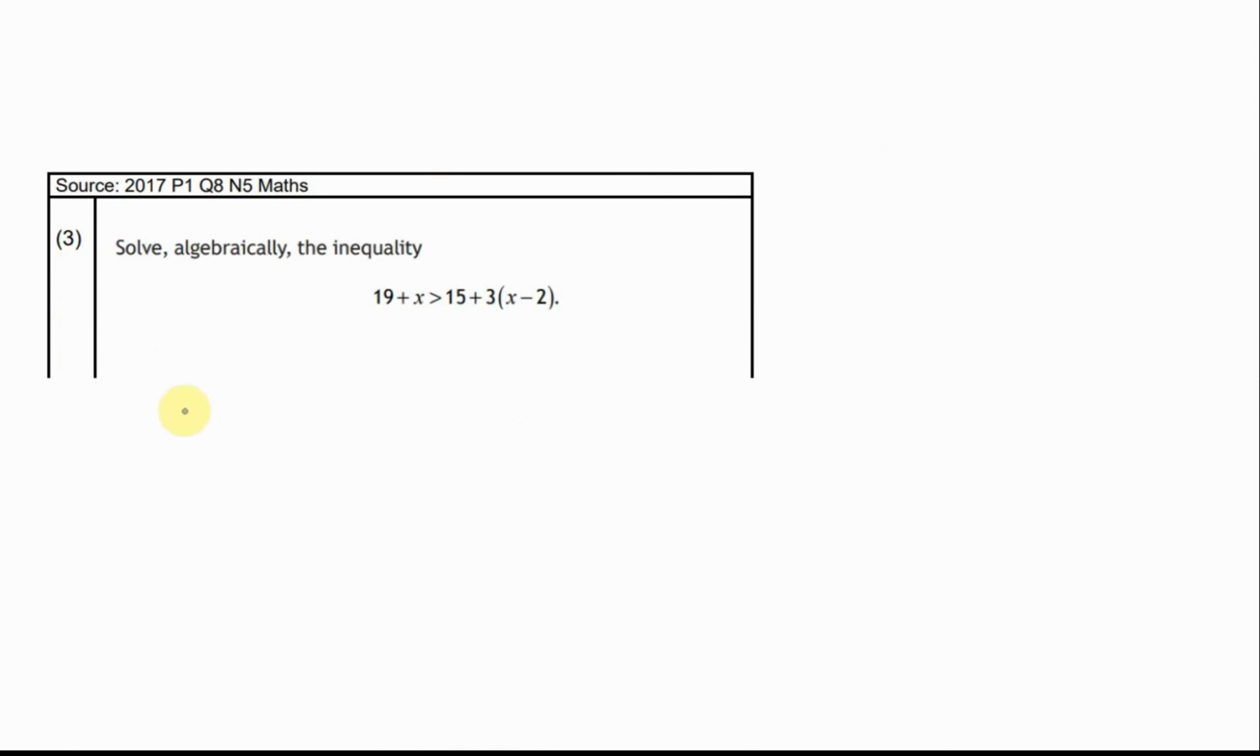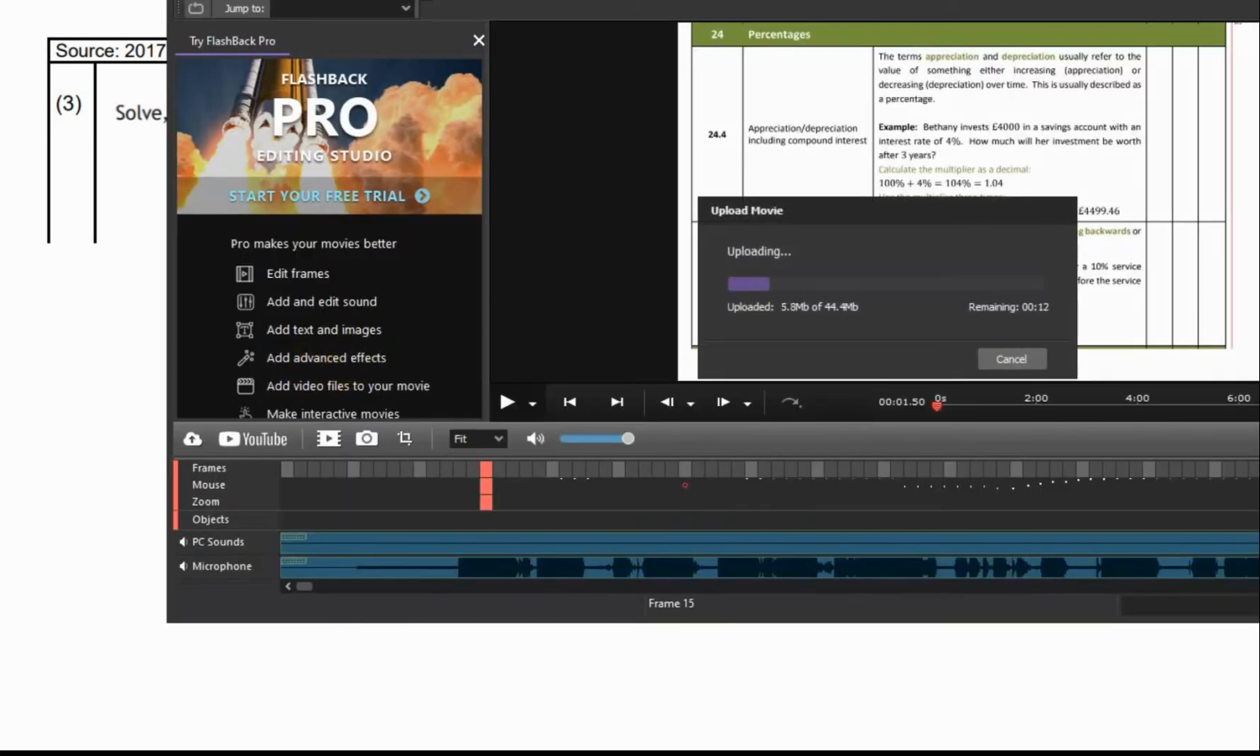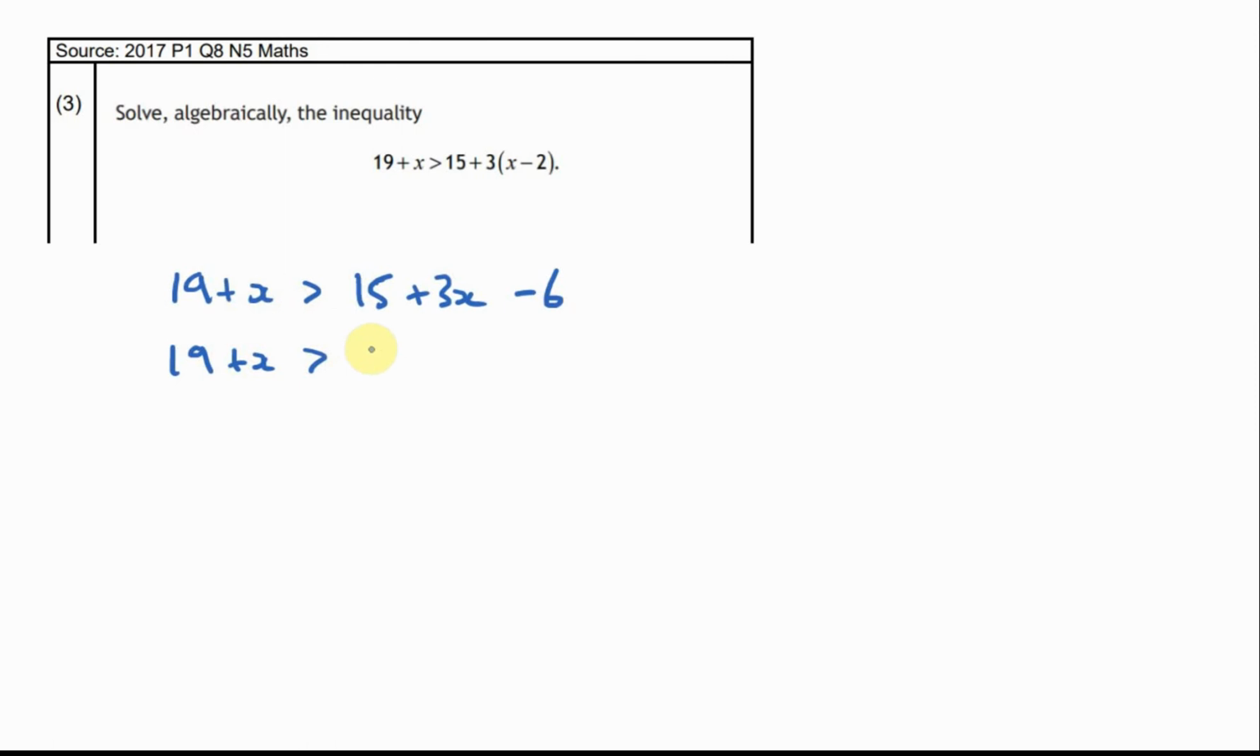So solve algebraically. First thing we'll do, write it out. 19 plus x is greater than 15. Let's break out the bracket, plus 3x, take away 6. Okay, 3 times the x, 3 times negative 2. So I can rewrite that as 19 plus x greater than, and I'll put the 15 and the 6 together to give me 9 plus 3x.